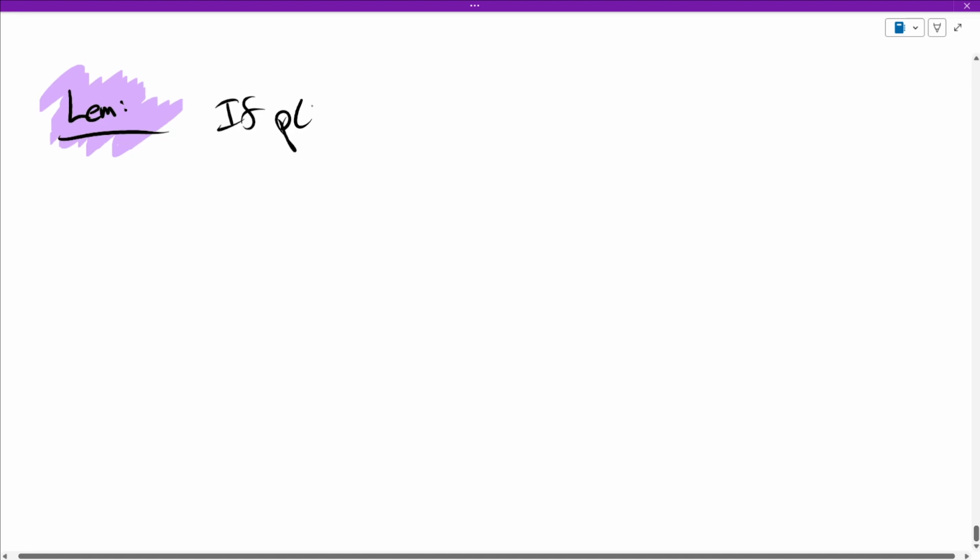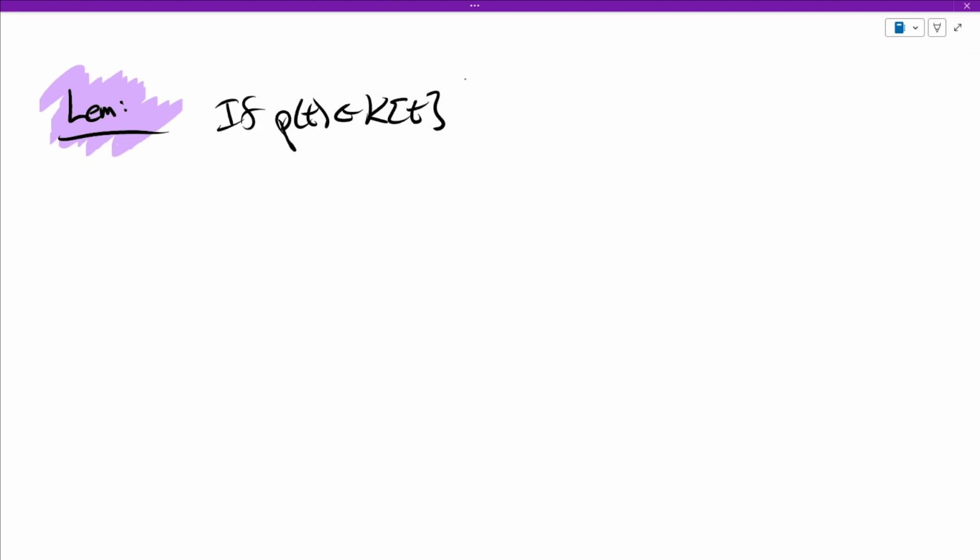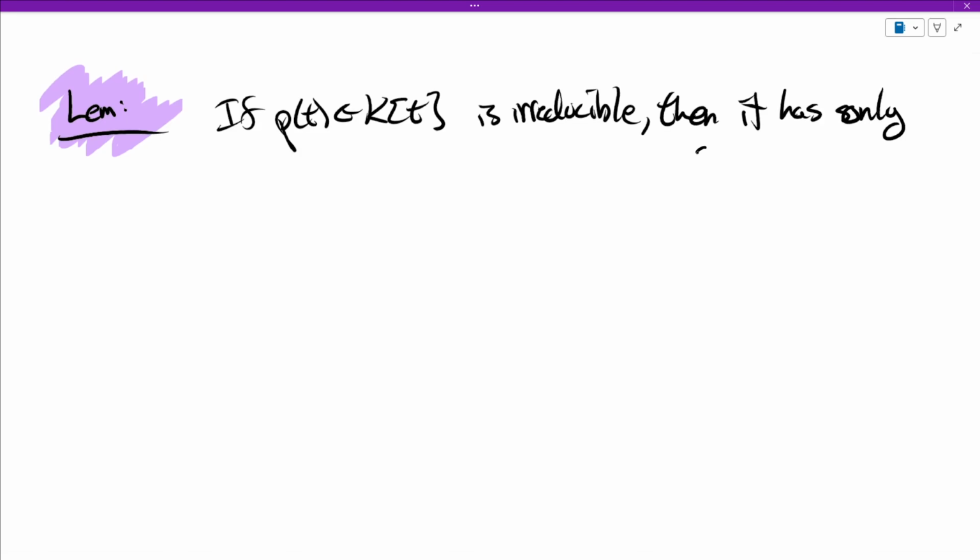If P of t in K adjoin T, again in this class, unless otherwise specified, K is always a subfield of C, is irreducible, then it doesn't have multiple zeros. So it only has simple zeros. All zeros happen with multiplicity 1. So if we were to look at the zeros in C, all the zeros are unique. You have exactly the degree of P many zeros, and there's no repeats.